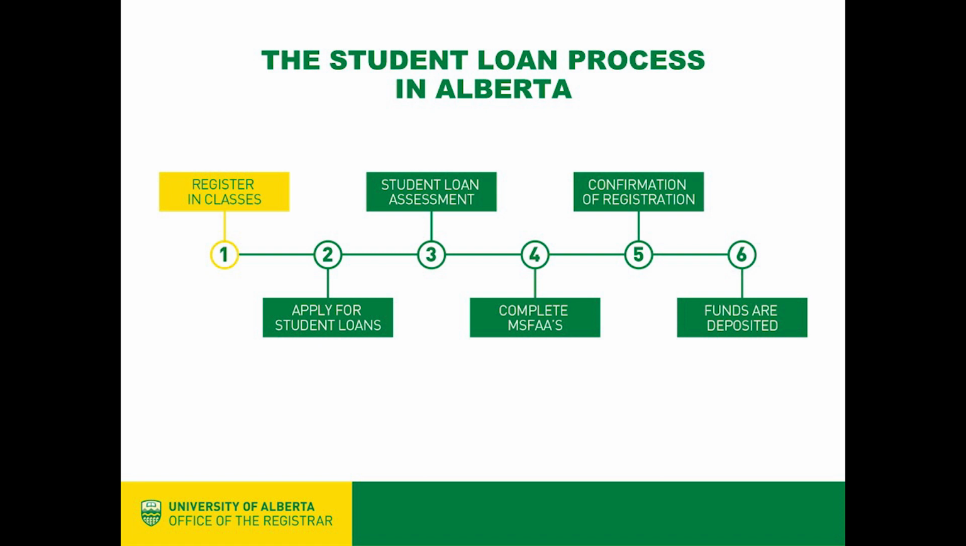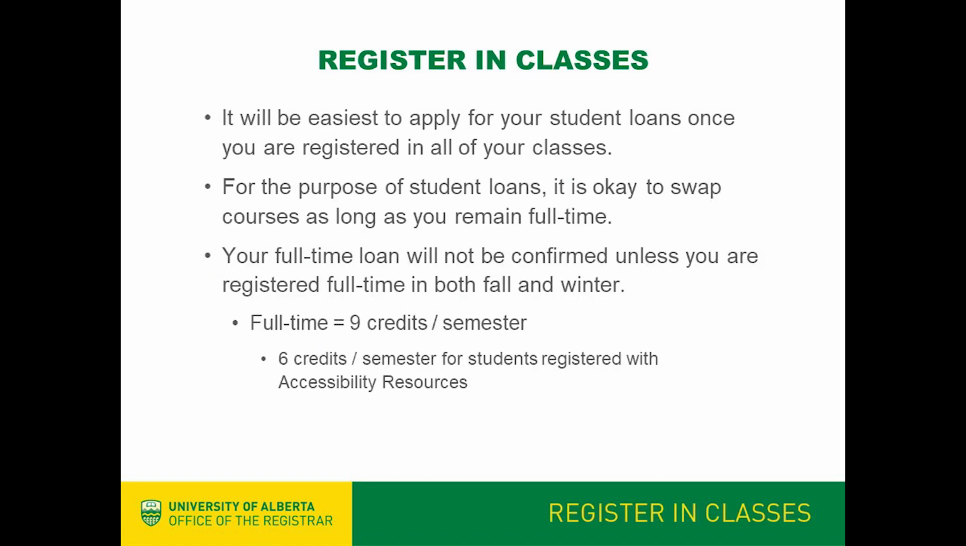First, you will need to register in classes. While it is not required that you be registered in your classes, it is easiest to apply if you are in all of your classes. This means that if you are applying for a full-time student loan for fall and winter, you will need to be registered at least full-time for fall and winter for your loans to be confirmed. If you apply and you are not registered full-time for fall and winter, your loan application will be assessed, but it will not be confirmed and your funding will not be dispersed.